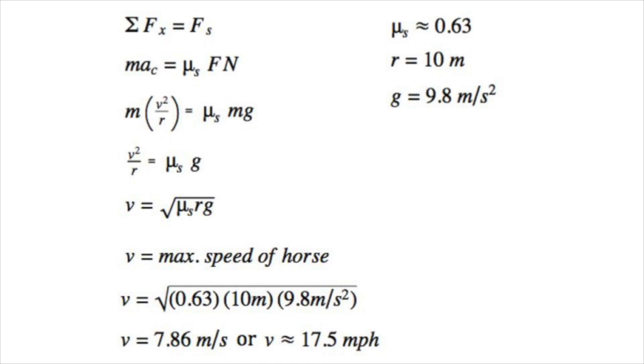Given that an average speed of a horse's canter is between 10 and 17 miles per hour, we can see that our answer is faster than the average. This speed could be dangerous for this size of circle.